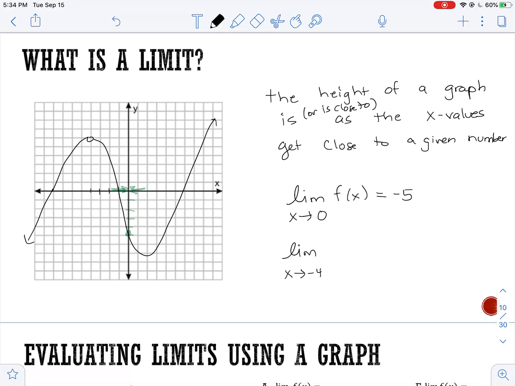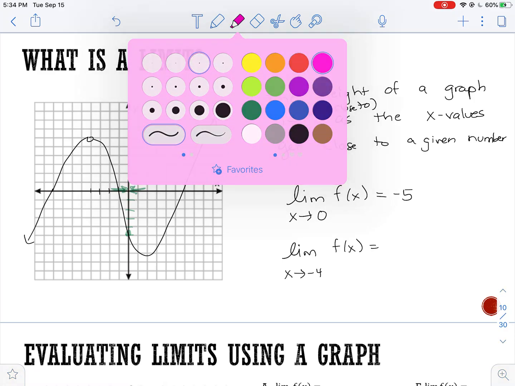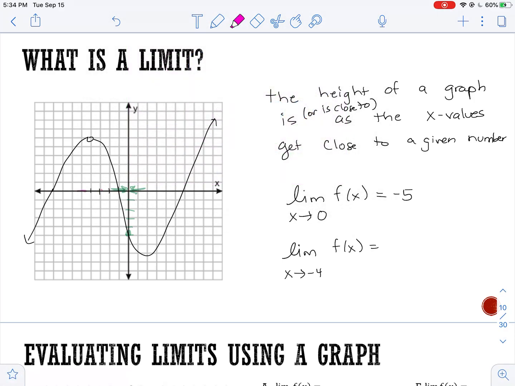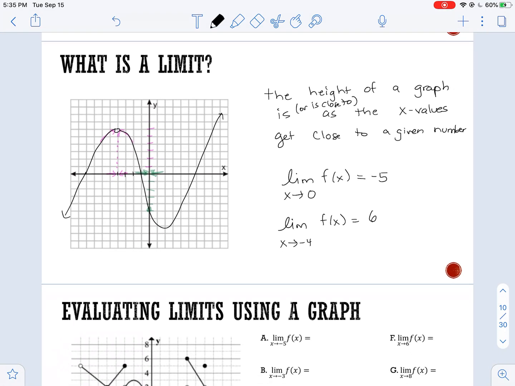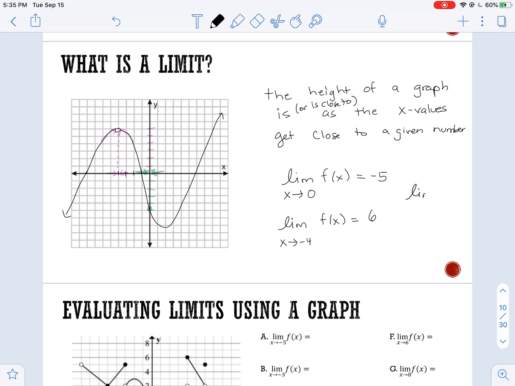Well, what's my limit going to be as my x values are getting closer and closer to -4? As my x values are getting closer and closer to -4, the height of my graph is getting closer and closer to that hole. I know that the height doesn't actually exist at the hole, but that's what my y values are getting closer and closer to. So 1, 2, 3, 4, 5, 6. They're getting closer and closer to a height of 6. So that's going to be the limit of my graph.